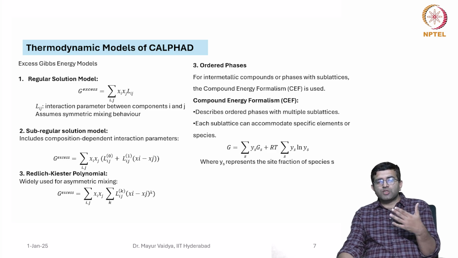Similarly, for any other solution model, this term will always be there, which is the pure elements free energy, then a configurational entropy of the ideal solution, and then the excess free energy term. This excess Gibbs free energy is modeled using a regular solution model, subregular solution model, etc. The excess term is what we usually worry about.